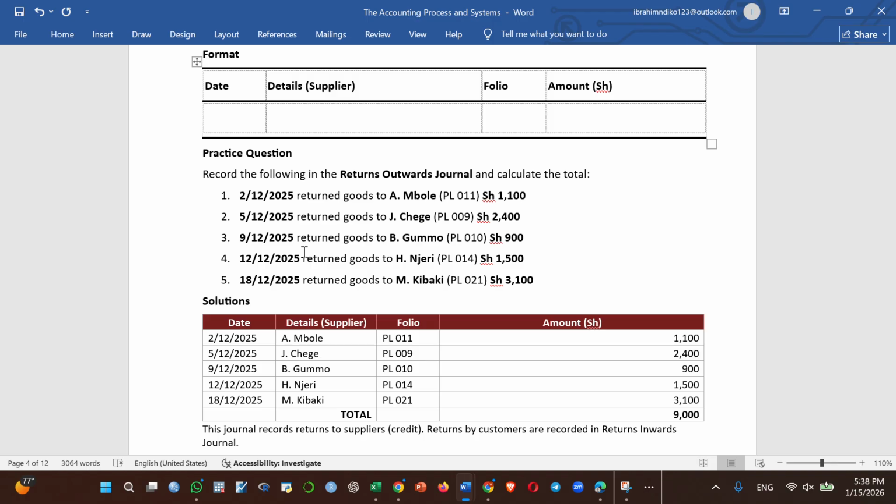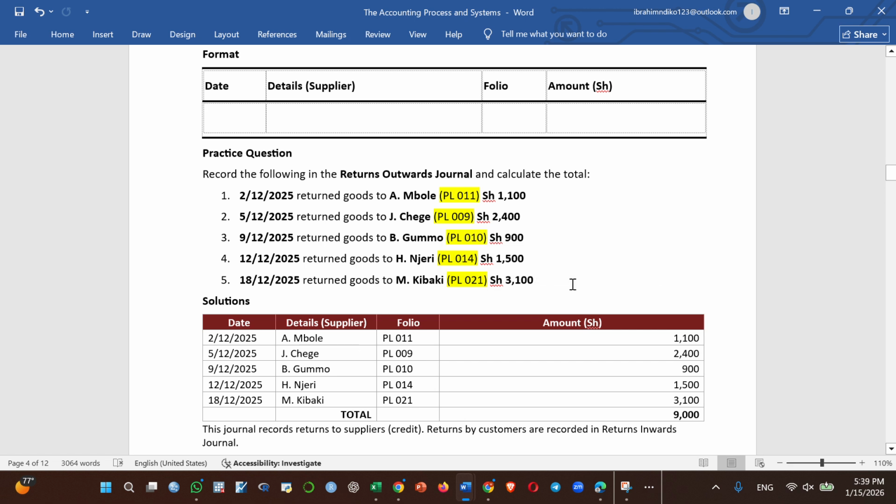Number one, on 2nd of December 2025, Ambere returned 1,100 goods, and we have been given the reference number, which is PL11. You can see it here. You have the folio. Then on 5th, J. Achege returned the goods, PL number 009. Then on 9th, goods returned by Gumo. Then on 12th, goods returned by Njeri. Then on 18th, goods returned by Mwai Kibaki.